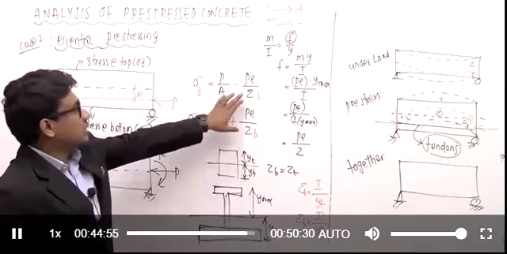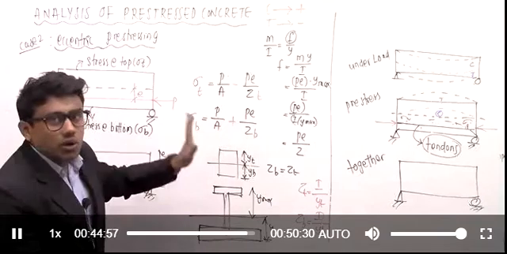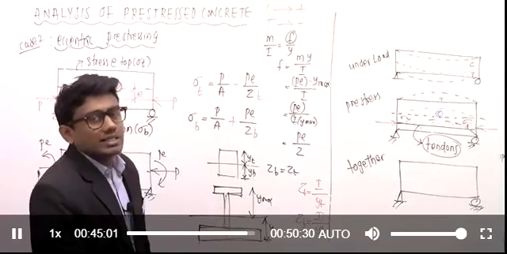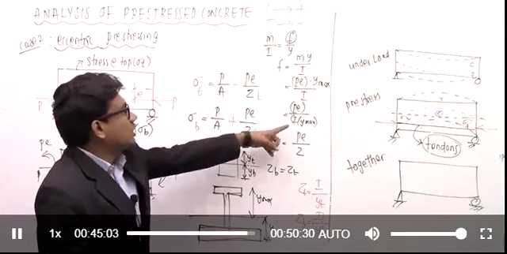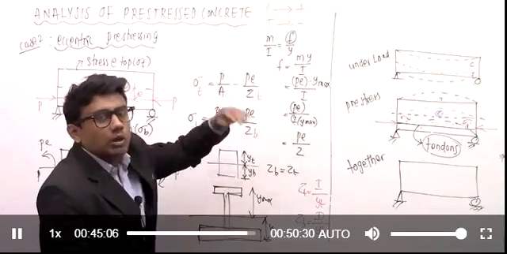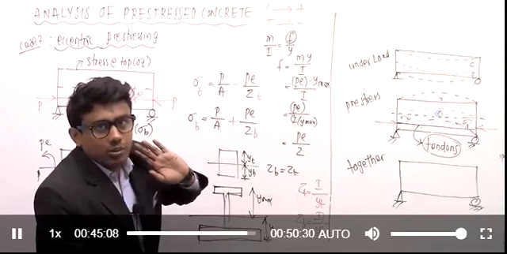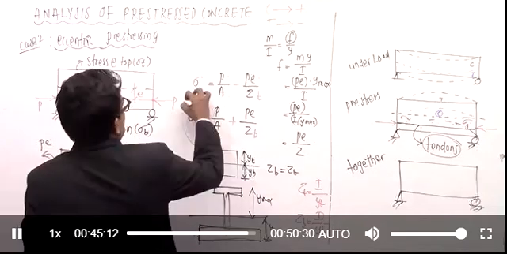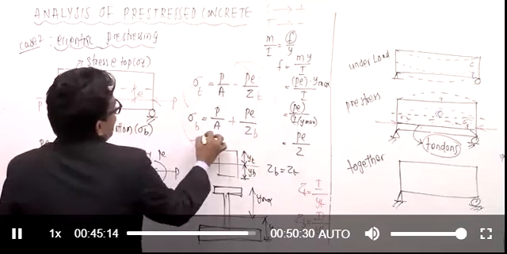This equation, Z = P by Z, is valid only for symmetric sections, not for unsymmetric sections. For unsymmetric sections, the y max value will be different for the top and bottom fiber. That's the thing you have to remember there. Yes, this equation is important. This equation is important.